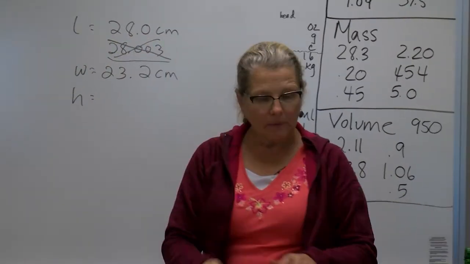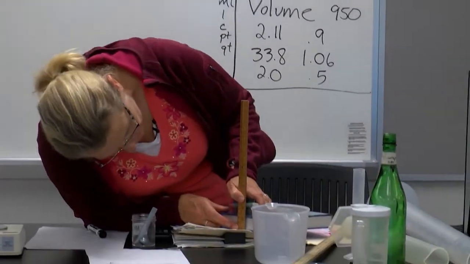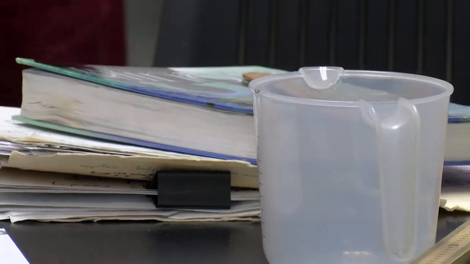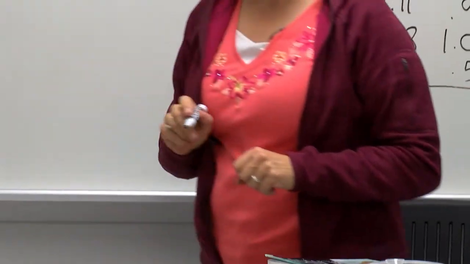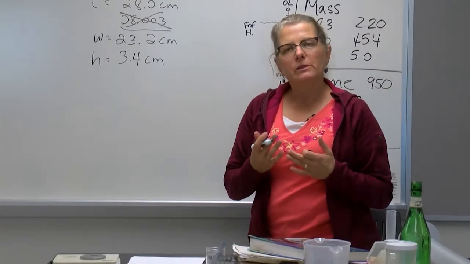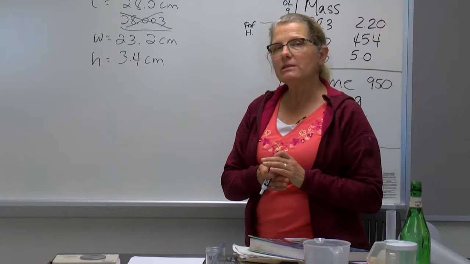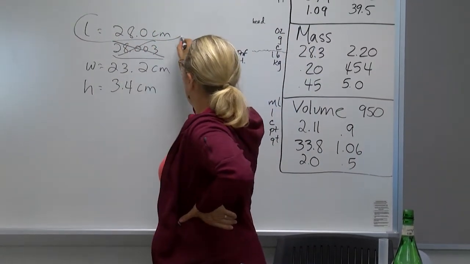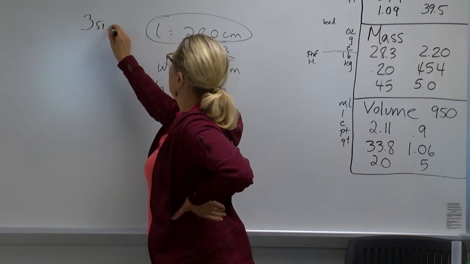Now let's look at the height. How high is this book? It is 3.4 centimeters. We're also today going to talk about significant figures. Looking at these numbers, this number here has 3 significant figures.